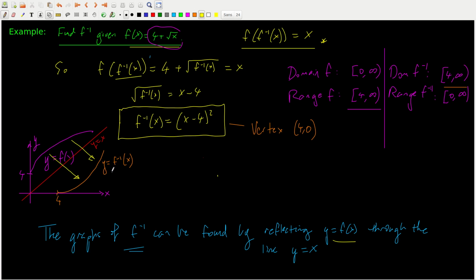And as we saw before, the inverse of f inverse is the original function. So I can go the other way, and I can find f, if I know f inverse's graph, by just reflecting it through the line y equals x. So let's look at how we might go about calculating inverse functions more directly.